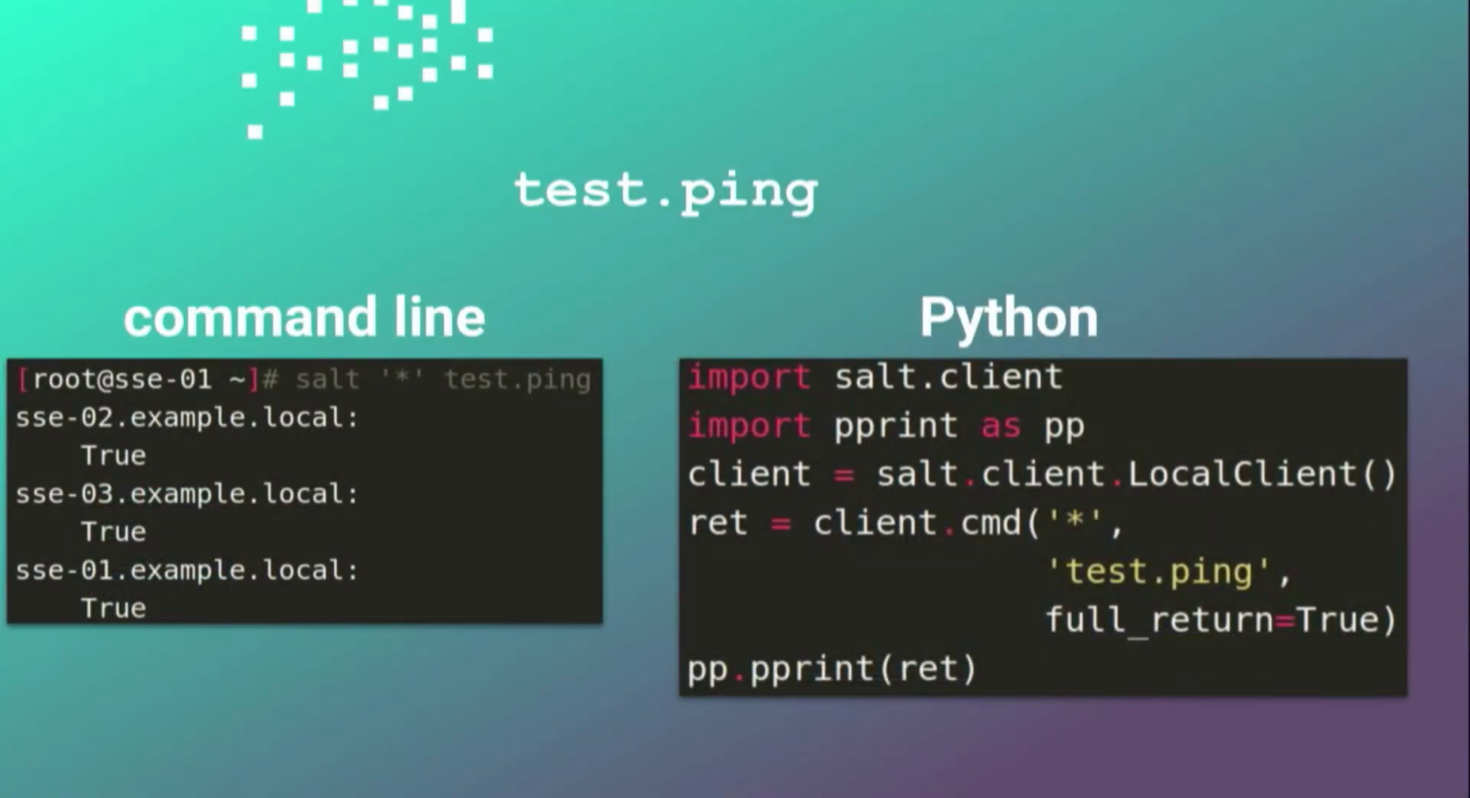So we're going to go ahead and compare our test.ping with what it looks like in the Python API. On the left-hand side, we've got our usual targeting all of our machines. We're going to do a test.ping, and we see our return data come back to us in the form of some handy YAML-formatted CLI output.